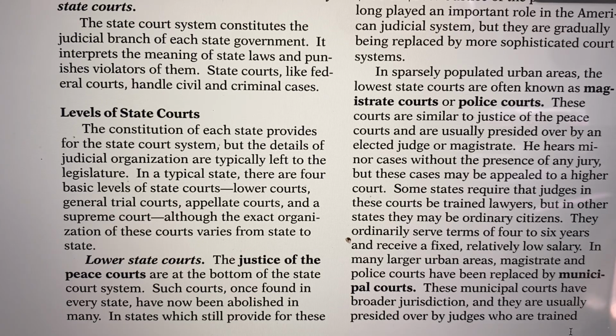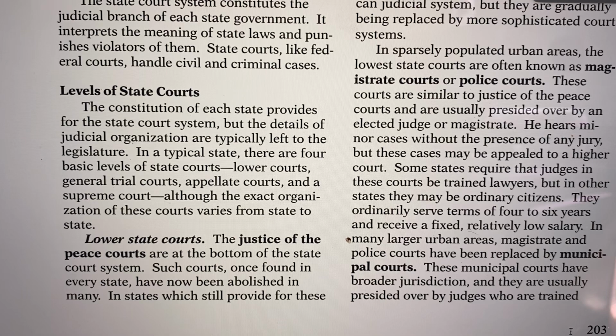Another type of low court besides the JPs are the magistrate courts. So in very sparsely populated areas, they'll have magistrate courts and police courts. And they're similar to the Justice of the Peace. They're presided over by elected judges or magistrates for the magistrate courts. Now we're still in that bottom layer of the court system, those lower courts.